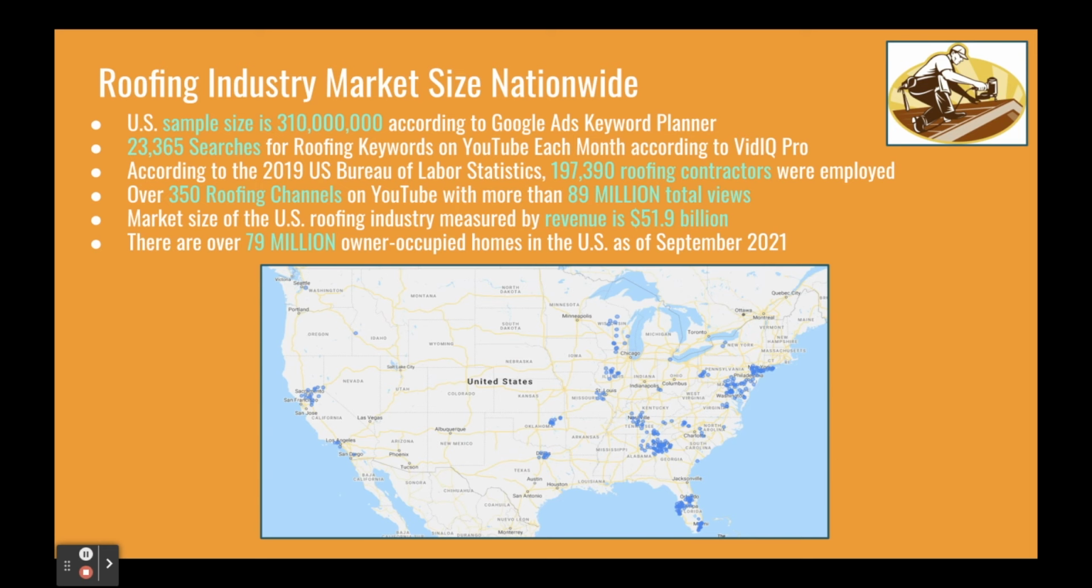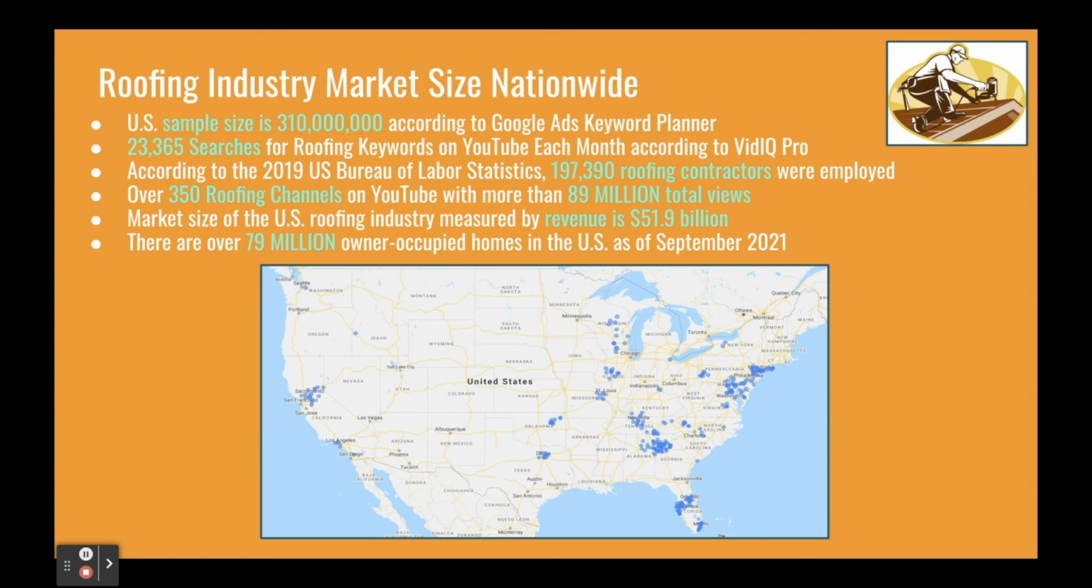So right now in Google Keyword Planner, you've got about 310 million people. In roofing keywords specifically, there's about 24,000 searches being done every month, according to vidIQ Pro. Also, there's about 200,000 roofing contractors employed from the Census Bureau. So there is huge demand of contractors that could be using these leads. There's also over 350 roofing channels on YouTube.